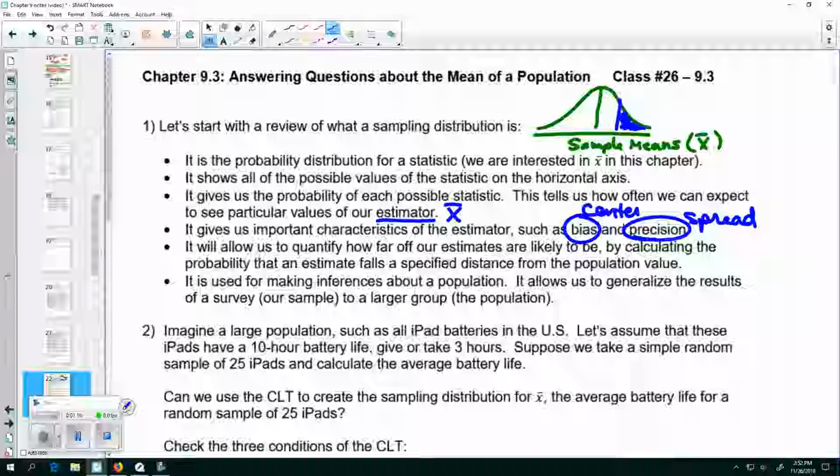It's going to allow you to quantify how far off our estimates are likely to be by calculating the probability that an estimate falls a specified distance from the population value. And last, it's used for making inferences about a population. It allows you to generalize the results of a survey, which comes from your sample, to a larger group, which is the population.